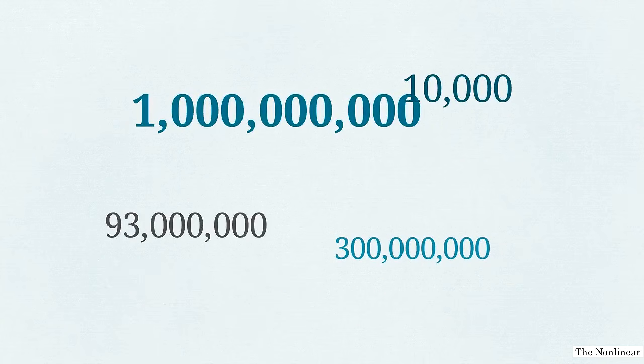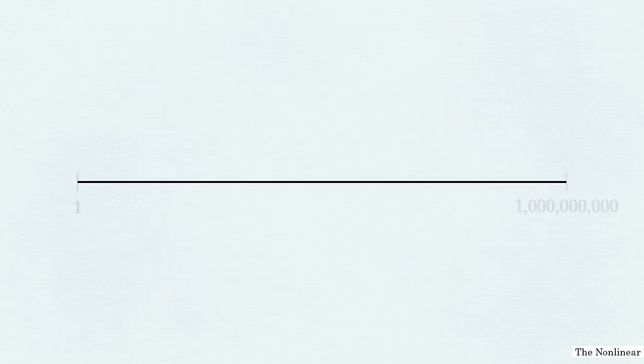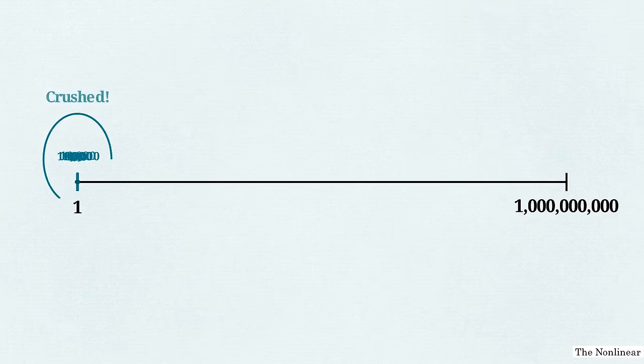Why do we need this reverse operation? Because the universe produces unmanageable numbers. If you place 1 on a number line and 1 billion on the far right, trying to mark 1, 10, 100, and 1,000 becomes impossible. They are crushed together at the extreme edge.